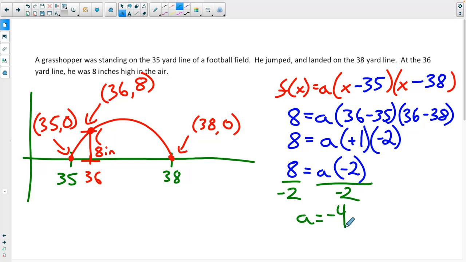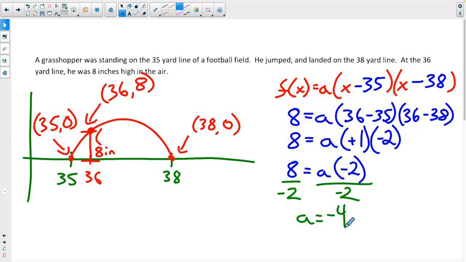As I was walking around, I saw a really nice thing, so good job to all of you. Now, does it make sense that our A is negative? It does make sense. Because remember, A is telling us which direction our concavity is.